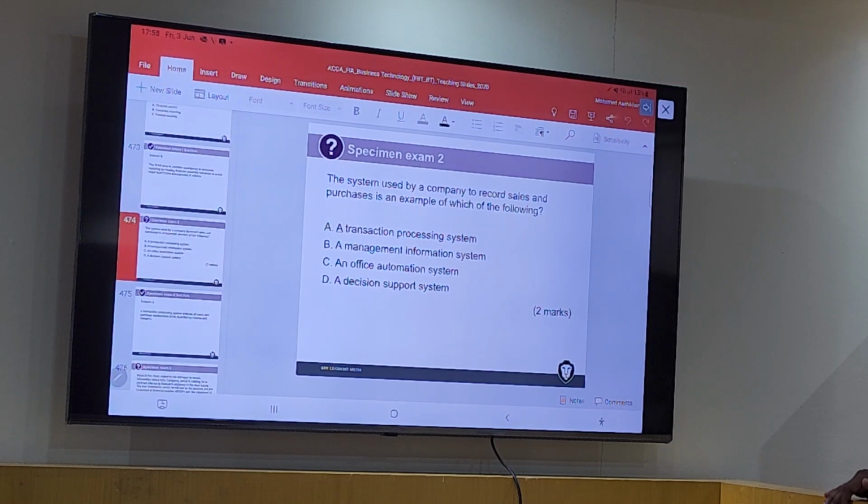The system used by a company to record sales and purchases is an example of which of the following? Sales and purchases are examples of transactions, correct? So, transaction processing system.